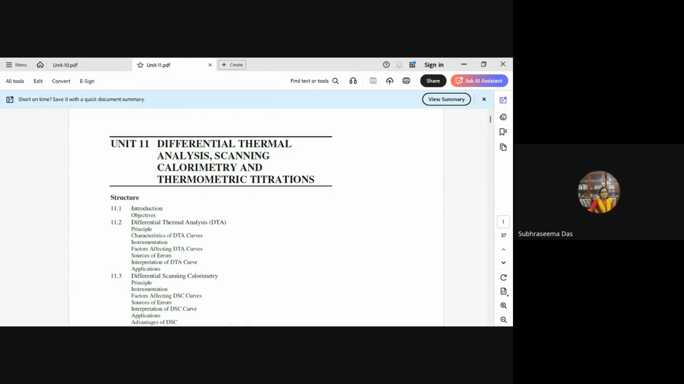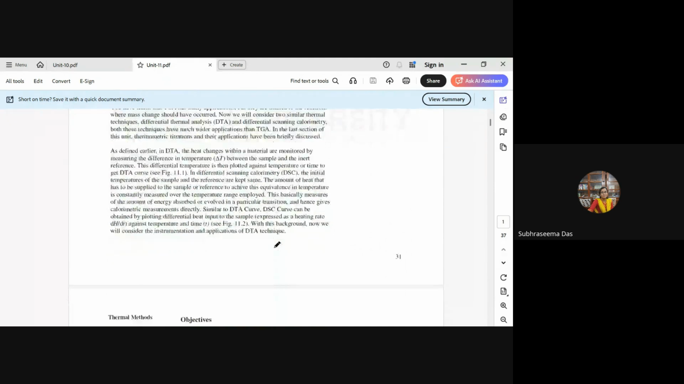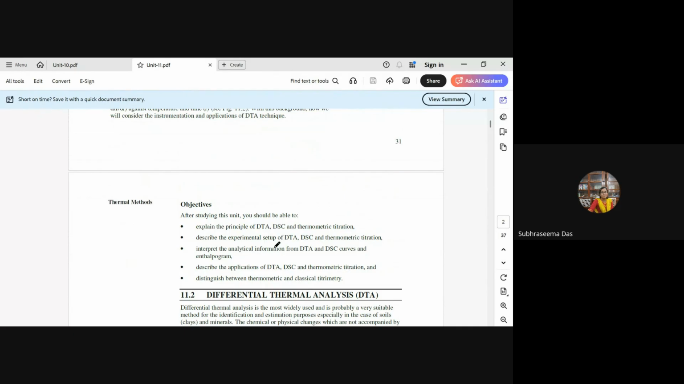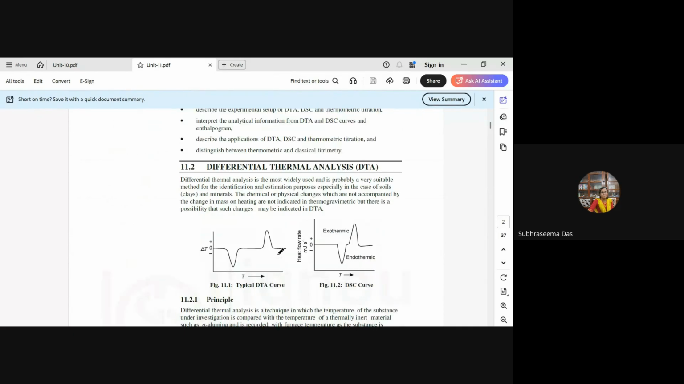Now we'll talk about DTG, DSC, and thermometric titrations. So first, what is DTA? Differential thermal analysis is a most widely used and very suitable technique for estimation in analytical chemistry.